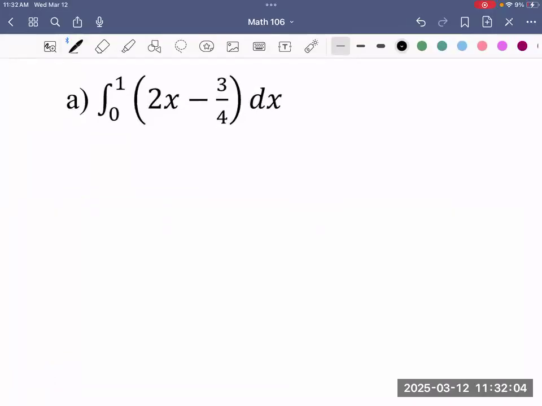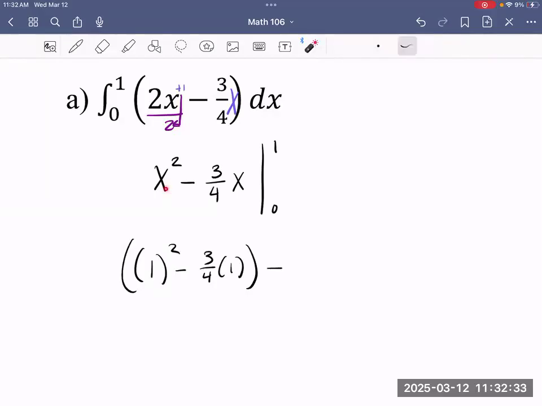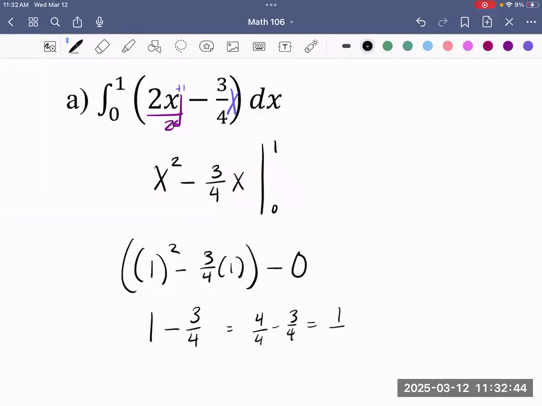So first thing we want to do is go ahead and integrate. We can always add 1, and we're just going to add to the exponent and divide by this 2. So we have x squared minus 3/4 x over the interval of 1 and 0. So we have 1 squared minus 3/4 times 1. And if we know that both of these x values contain a 0, let's just subtract 0. So you have 1 minus 3/4. So we can say 4 over 4 minus 3/4. So we have 1/4.